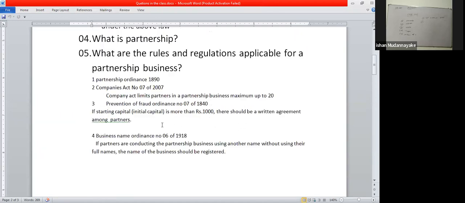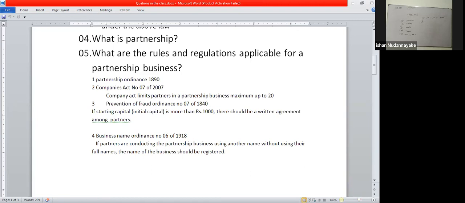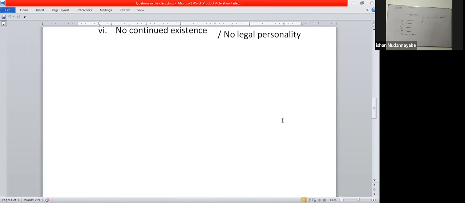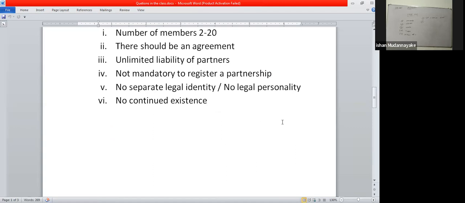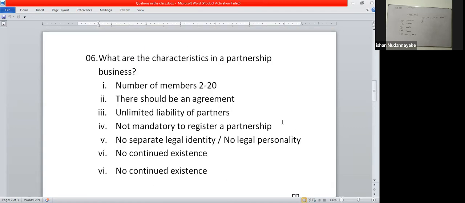Then here, the fourth one is Business Name Ordinance number 6 of 1980. And then the sixth question we also discussed last day. Under the sixth question we discussed the characteristics of a partnership business organization. What are the characteristics? Number of members in a partnership business, 2 to 20.